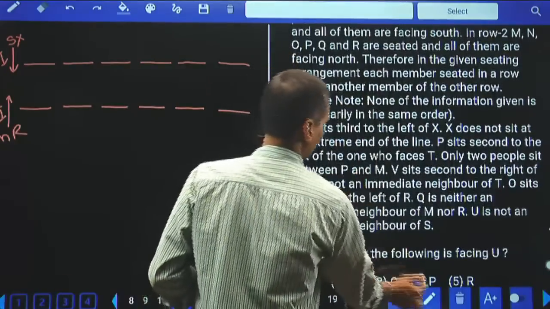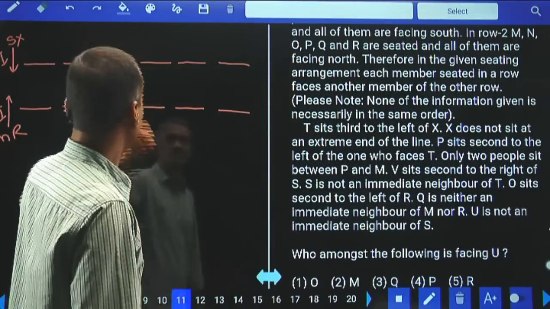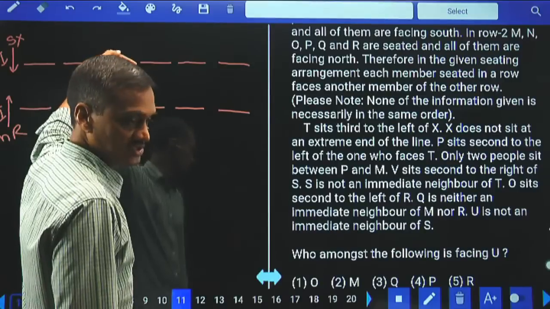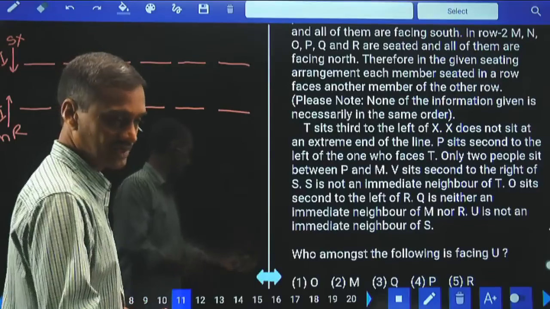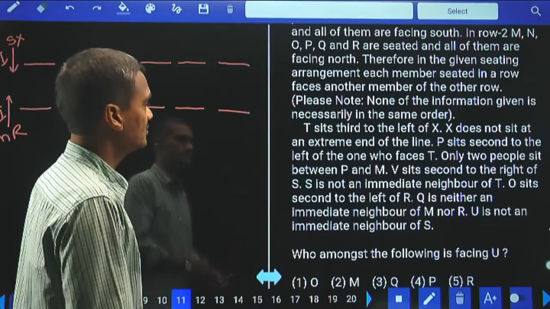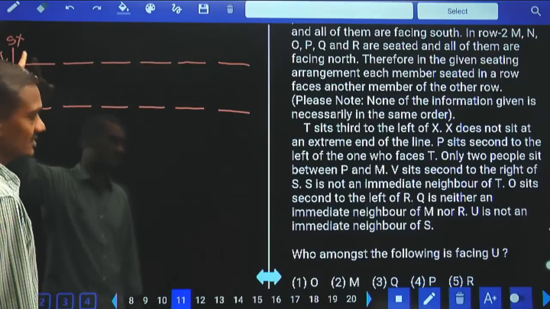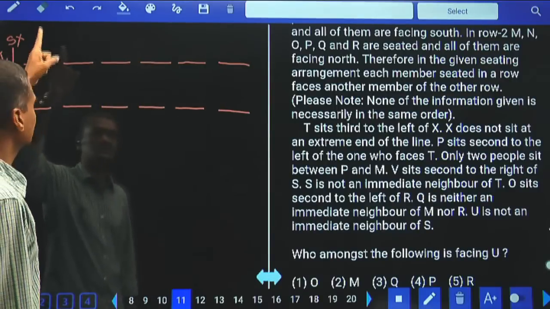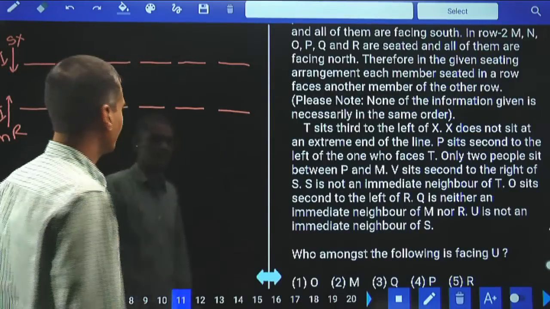Then we need to identify this one. Coming to condition number 1: T sits to the left of X. Now T and X are the persons sitting in row 1, facing south. Their left hand side is towards our right hand side, isn't it? Then T sits to the left of X. X does not sit at an extreme end, so X cannot be here. How many possibilities do we have for X? X can be at the second place, or at the third place. There are two different possibilities.